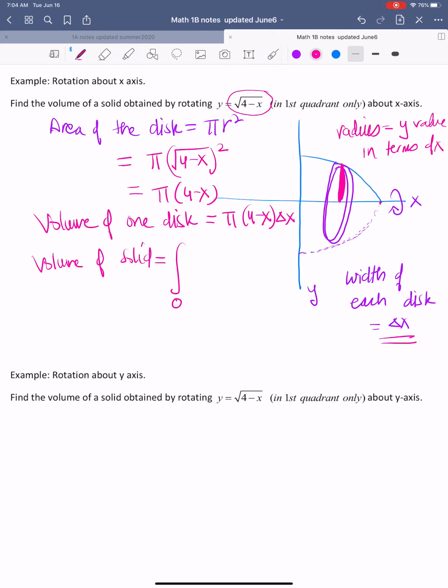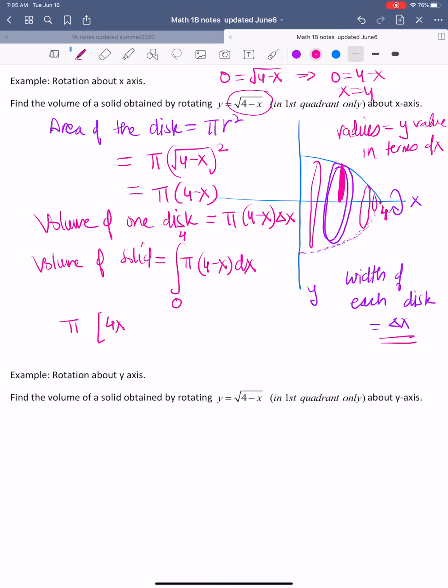So I need to see where this curve touches the x-axis. This curve touches the x-axis when y is 0. So I can say 0 equals square root of 4 minus x, which gives 0 equals 4 minus x, or x equals 4. So this curve touches the x-axis at 4. That means my discs are going to end at 4. So I'm going to have all these parallel discs that I'm trying to integrate the volume of from 0 to 4. Pi r squared delta x becomes the operator dx when we integrate, and that is a definite integral.